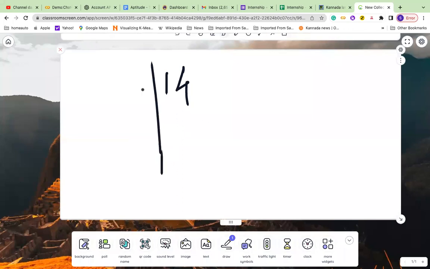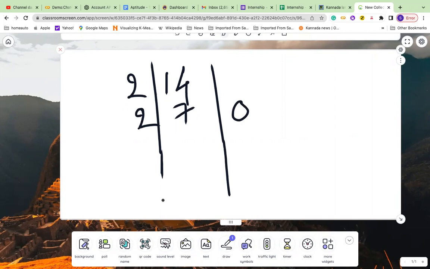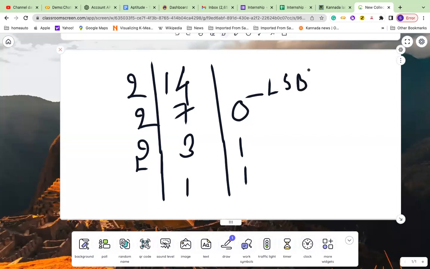2 sevens are 14, so I should be dividing. 2 7s are 14, so the remainder is 0, correct? Then again I will be dividing. 2 3s are 6, so the remainder is 1. 2 ones, so the remainder is 1. So this is the LSB. LSB means least significant bit.